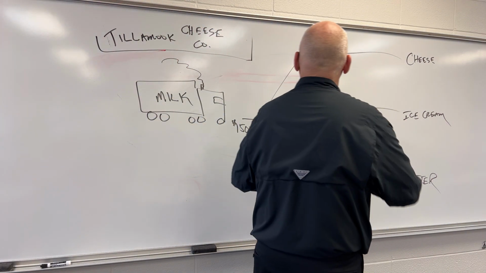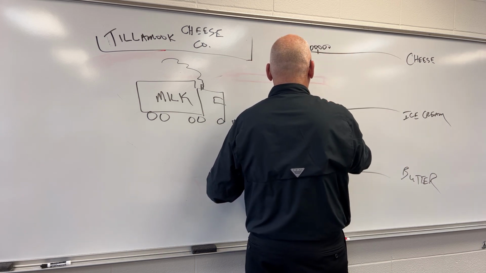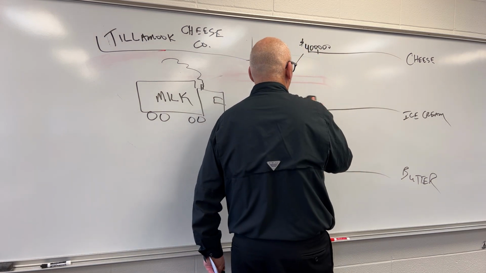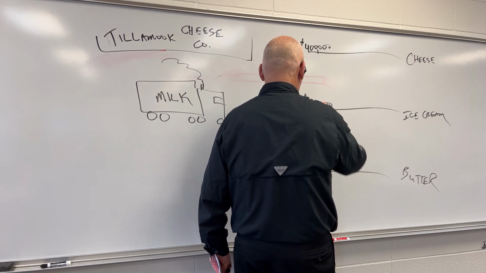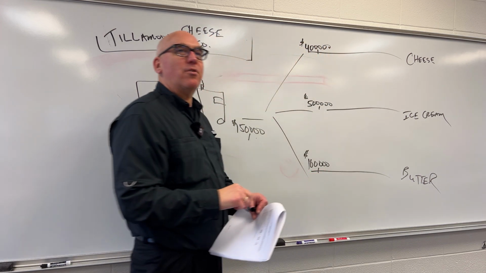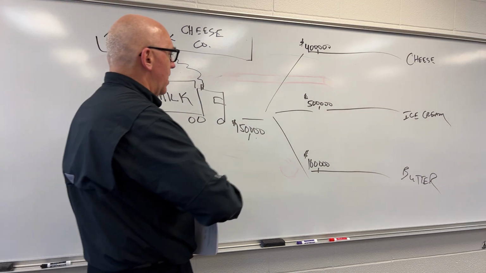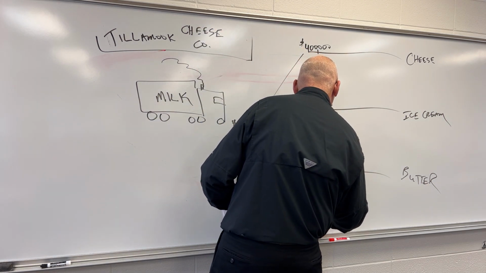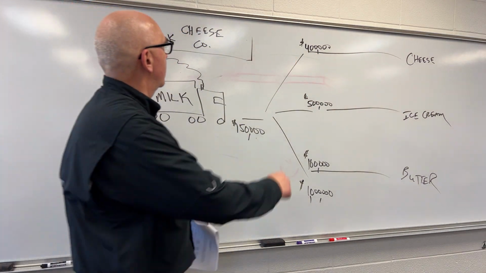And so we are told they currently have $400,000 of milk. Can Tillamook sell milk? Or I should say, is milk a saleable product? Yeah, right? Milk is just like ground beef. It can be sold as a product, can't it? And they've got $1 million worth of milk. So that's what this is. This is milk.